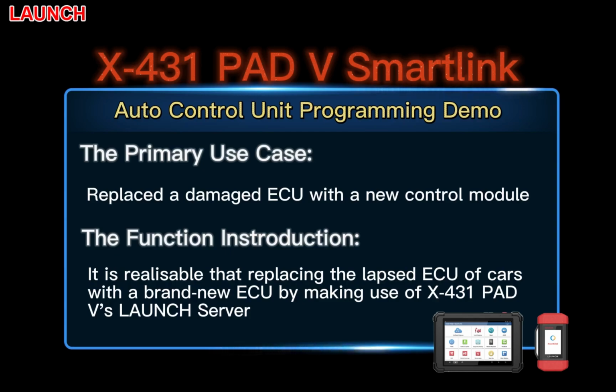Today I'm gonna show you the function of control unit programming by X431 PAD VII Smart Link. The function is mainly used in module replacement and module improvement scenarios. By making use of X431 PAD V, we can synchronize the brand new control module with the default parameters or upgrade the module with a new version to solve some problems.